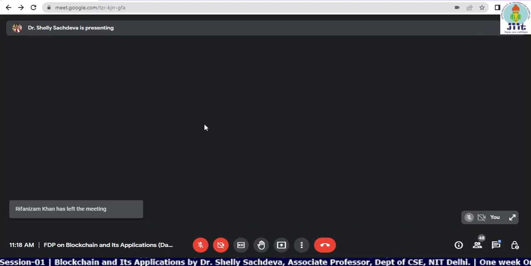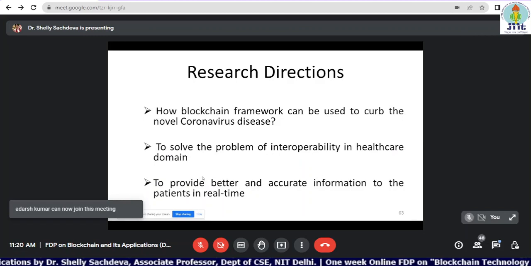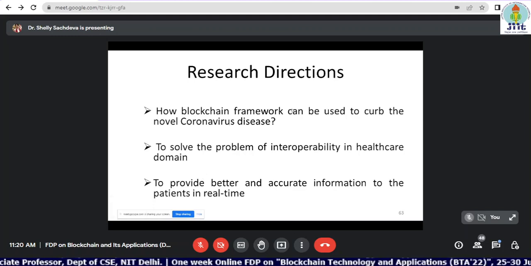Is it possible to utilize the existing capabilities of mature data and information systems through robust integration onto the blockchains? This is where the problem was. And then there are some research directions where I'm working along with my PhD scholars and my BTech students, where we are trying to create a framework that can be used to curb the novel coronavirus disease.